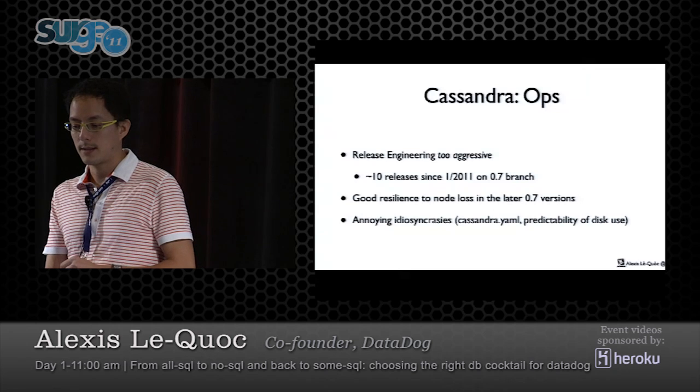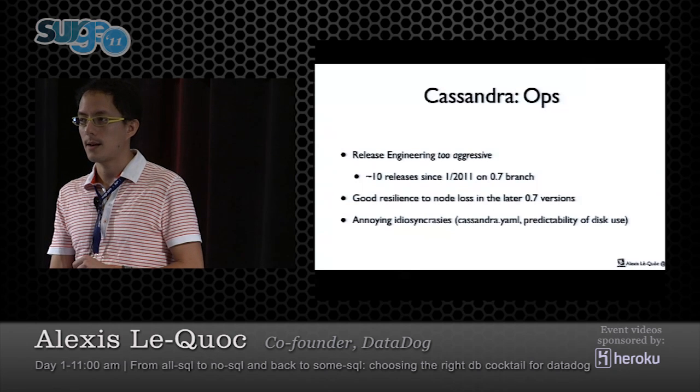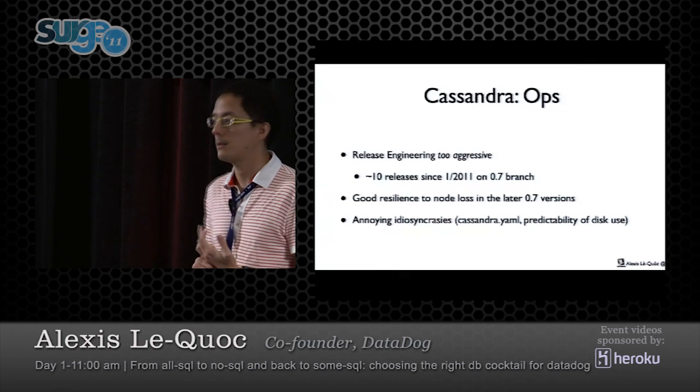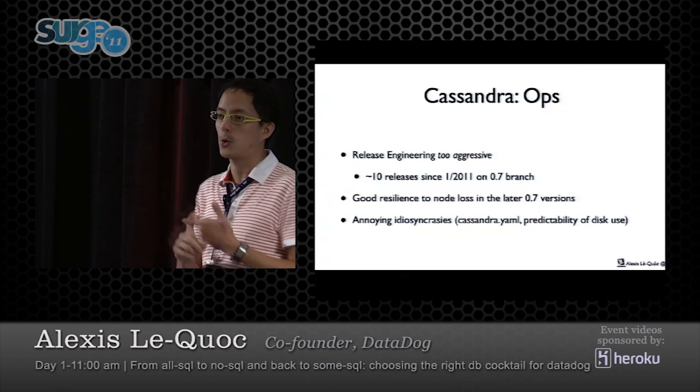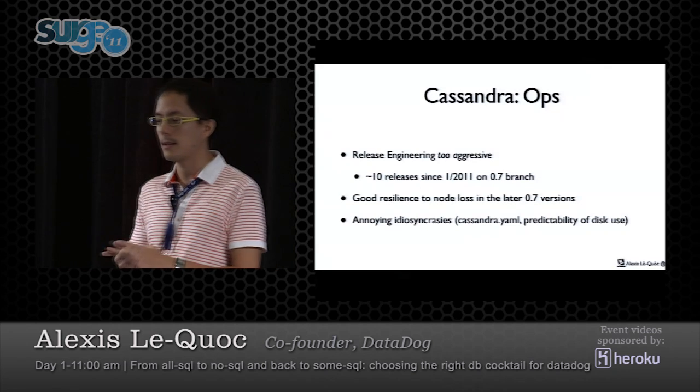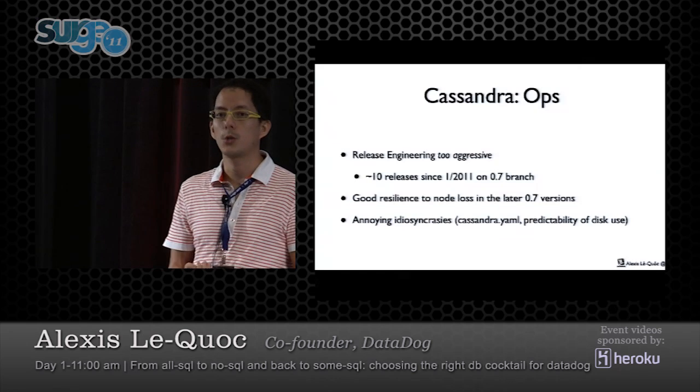From an ops perspective, if you had asked me in the middle of this year, I would have said Cassandra for me is four words: blood, toil, sweat, and tears. The reason for that is, I think, inherently that the release engineering was too aggressive. I can understand the reason and so on, but we went through 10 releases on the stable branch from the beginning of the year. It's only at the end, in the past 3-4 months, that things got more stable.